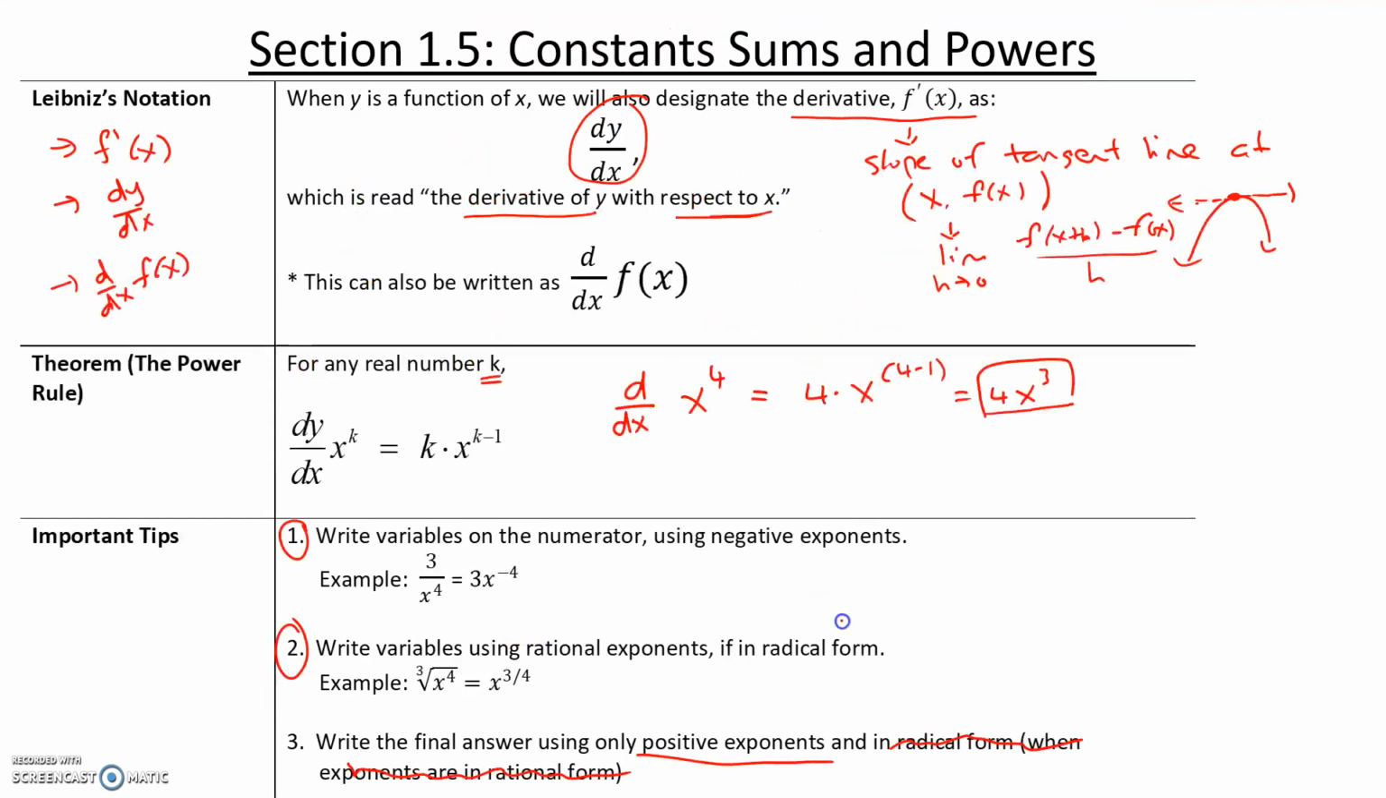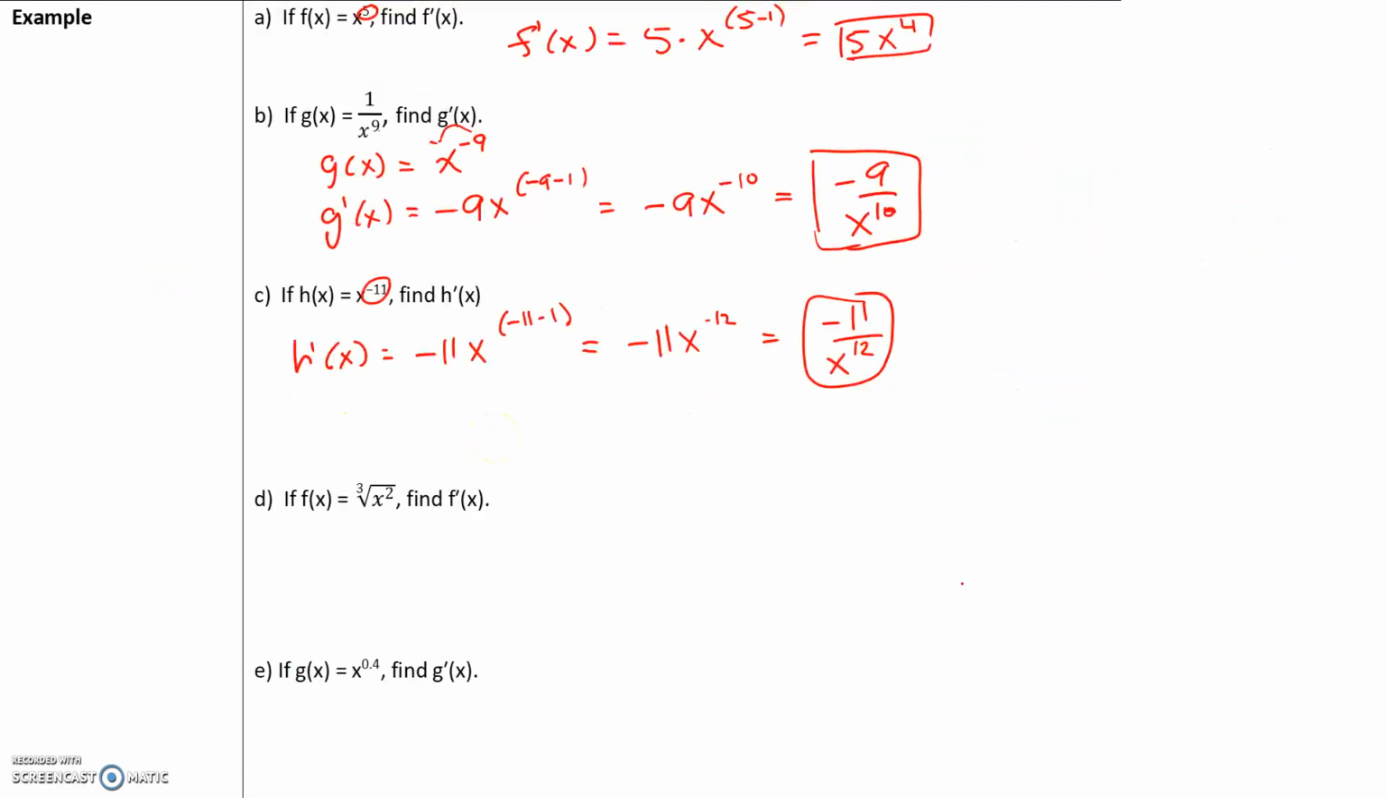And again, for all of these, we are using the power rule, where the exponent comes to the front and we subtract 1 from the original exponent. If f of x equals the cube root of x squared, first off, we need to rewrite f of x using a rational exponent, which is going to be x to the 2/3. The 2 becomes the numerator, 3 becomes the denominator of the rational exponent.